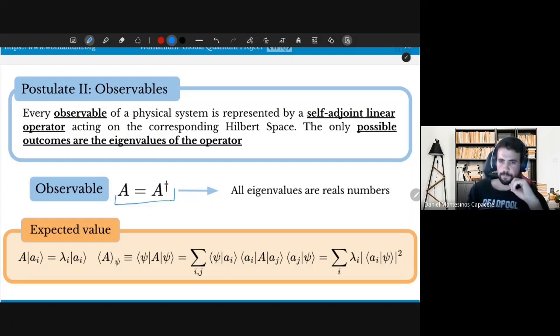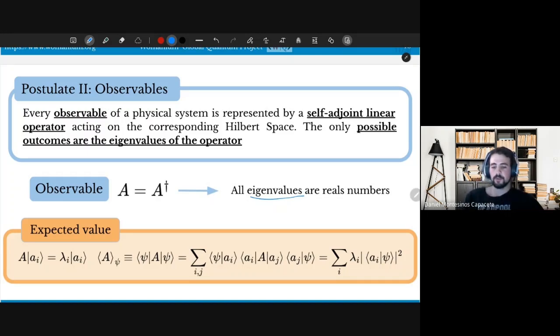This is just, let's say, a definition, but the important thing here, and the main reason for this, is that if you have a self-adjoint linear operator and you try to calculate the eigenvalues of this operator, they are all going to be real numbers. They are not going to be complex numbers, right? They are going to be real. And that's important for the next postulates that we are also going to be discussing.